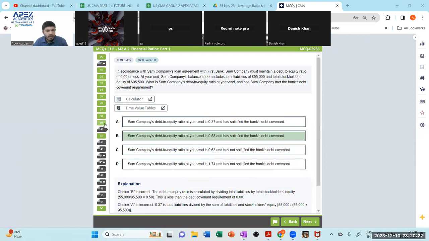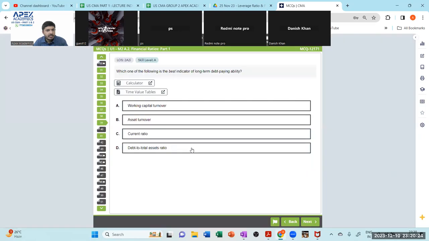41 was homework, 40 is over. 39. Which of the following is the best indicator of long-term debt paying ability? My dear friends, long-term debt, is it solvency or liquidity? It is solvency. Working capital turnover, liquidity, asset turnover, current ratio, debt to total asset ratio.